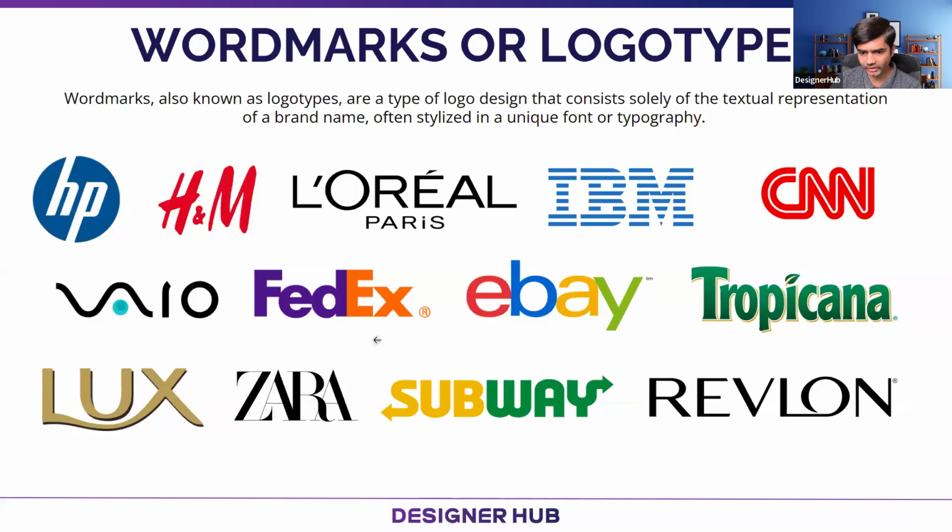This dot has been embedded. eBay, the letters and everything has been truncated. Tropicana, a leaf has been added. LNO has been joined, arrows have been added. All these letters are joined. So they are not just direct fonts. They have been combined together or modified in such a way that it is no more the font by itself, but they have made some tweaks. That's why they are called word marks.